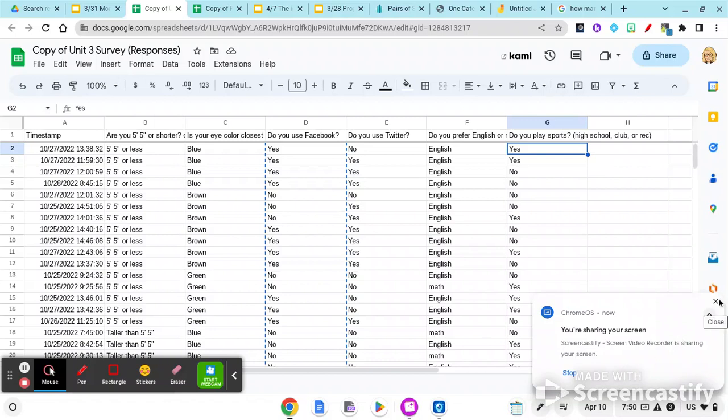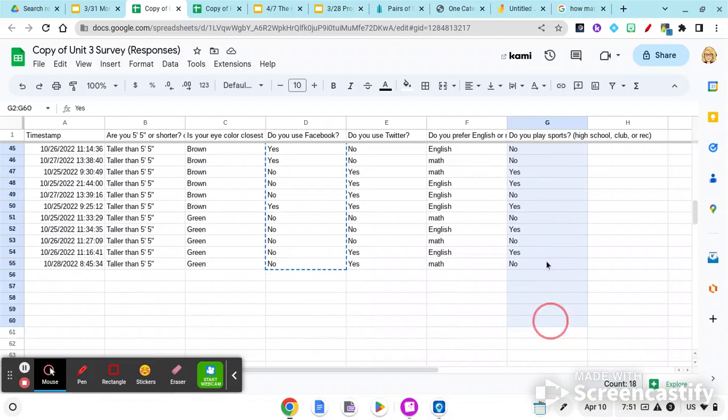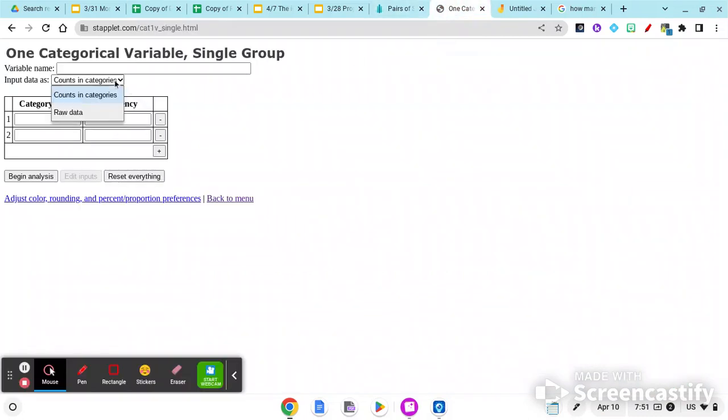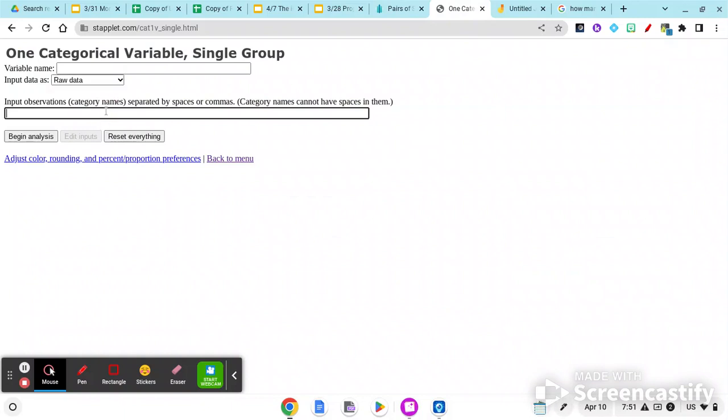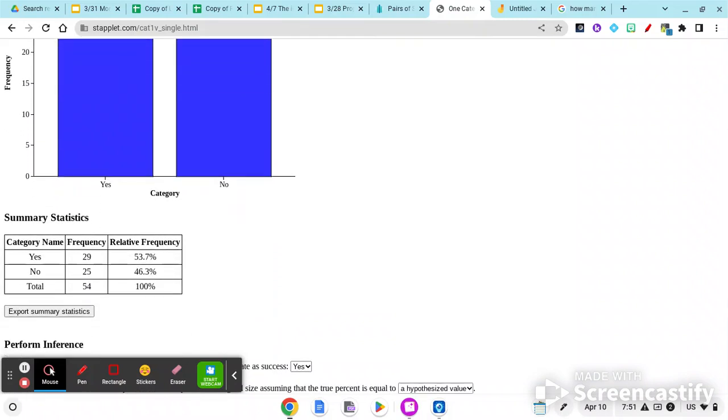Hi, this time we're going to do sample proportions, sampling distribution of sample proportions. So here's a survey that I did. The question was, do you play sports? And it was simple yes, no. And there were, again, 54 in the sample. I'm going to copy it and take it over to Statplet. Again, one categorical variable. I'm going to put in the raw data, and we find that 29 of you, or 53.7% of you, play sports.